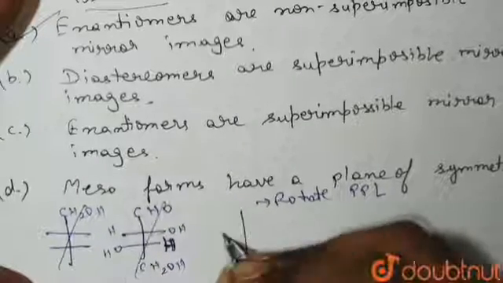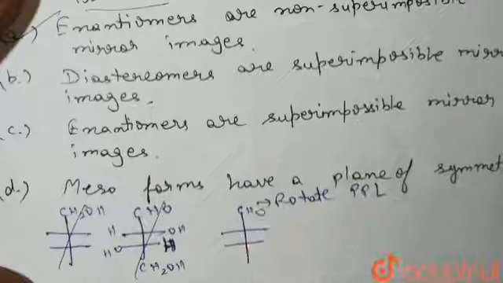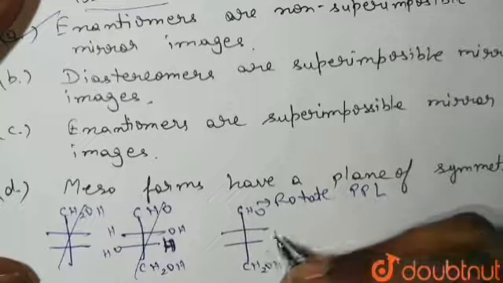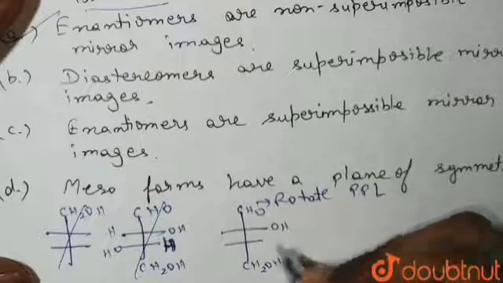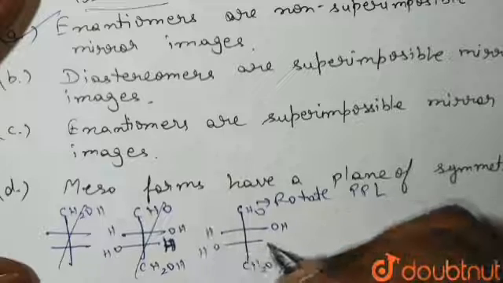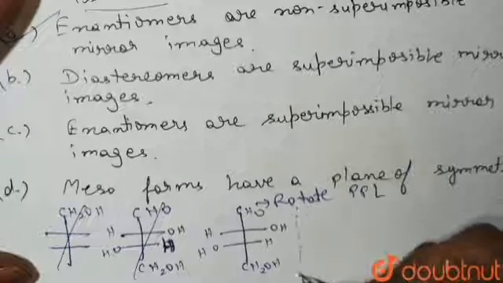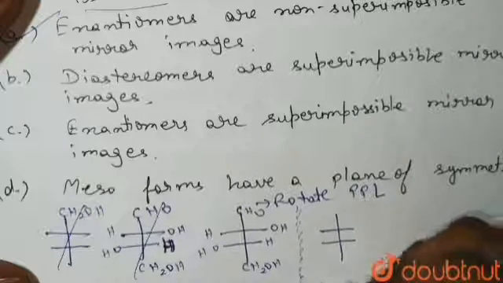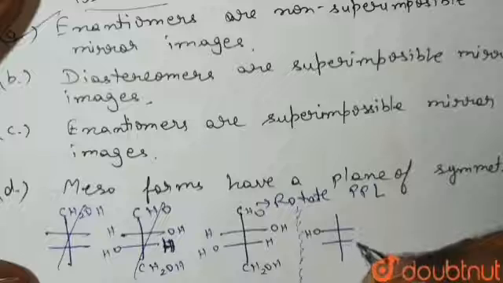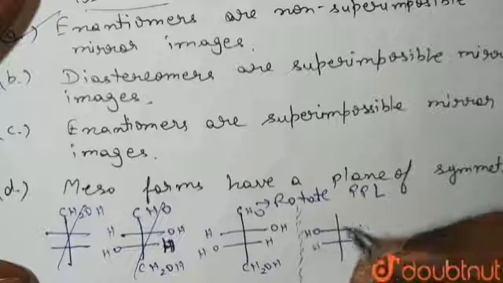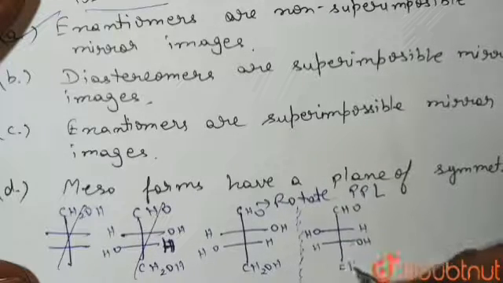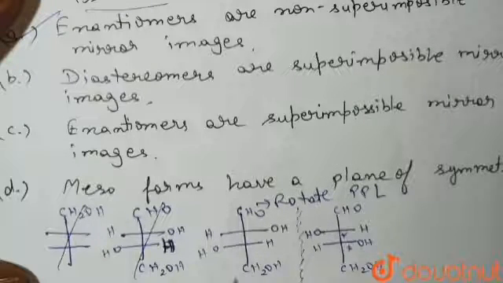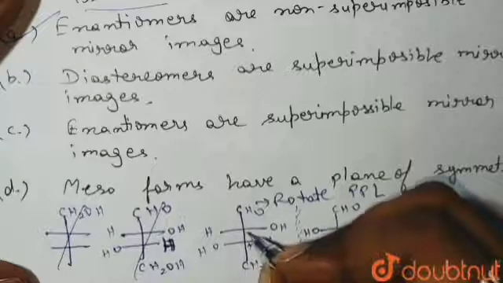Let me draw this again. CHO is here, and we have a CH2OH here. If you draw OH and OH, H and H, and then draw its mirror image, OH will come here, H here, CHO and CH2OH. This is a chiral center, this is also a chiral center, and the same here.